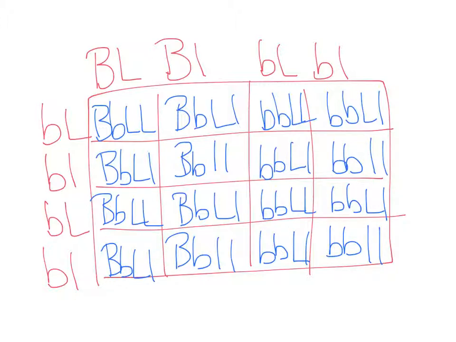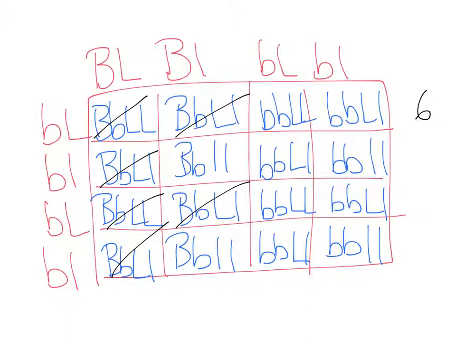So now they want you to do the phenotype numbers again. So how many are black and short would be how many have a big B and a big L. So you would count them up: 1, 2, 3, 4, 5, 6. So you should have a 6 over here.